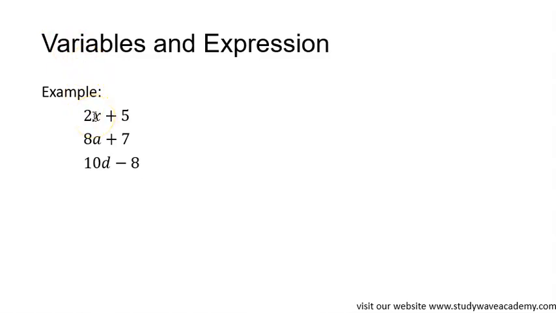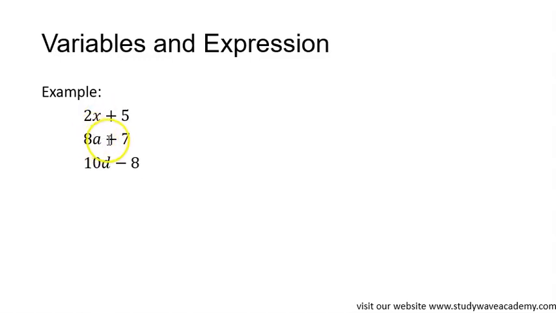X here is a variable. It's representing an unknown number. Okay, this is an expression. 2x plus 5 is an expression. Expression is the combination of variables, which we have here, numbers, which we have here, and operation, which we have here. Do you understand?